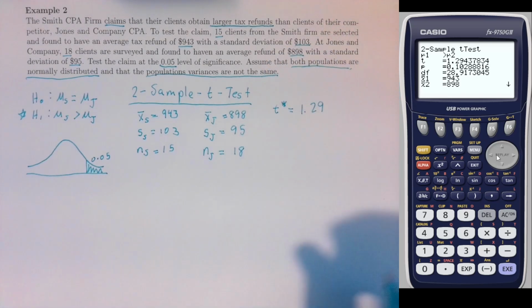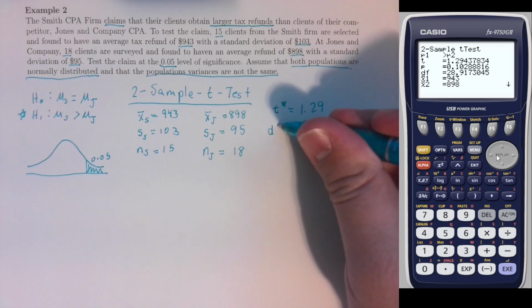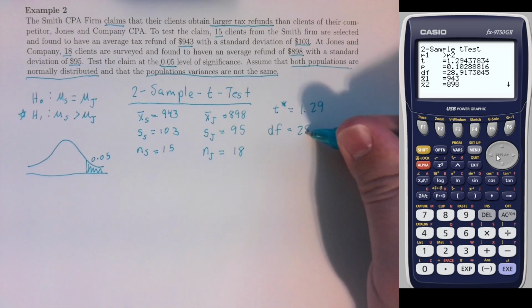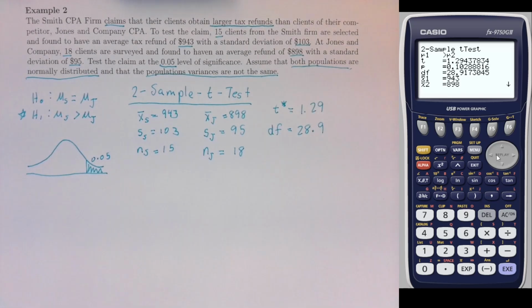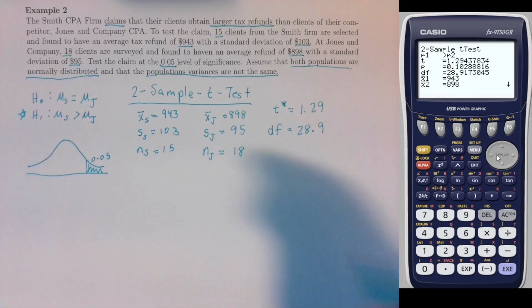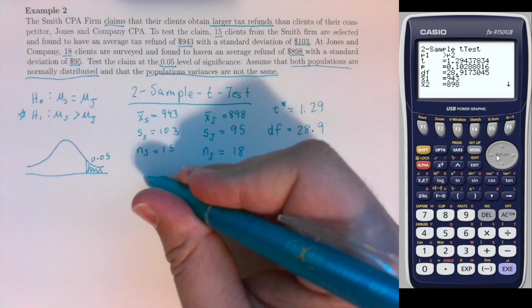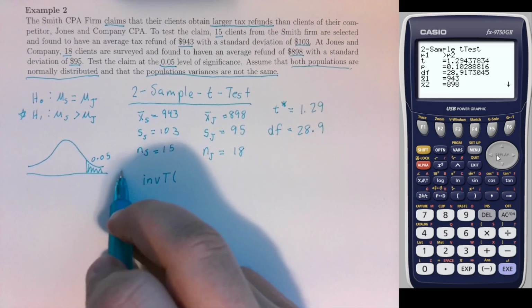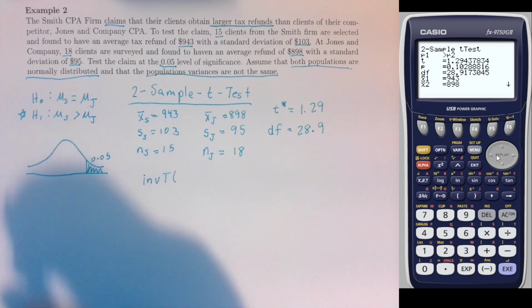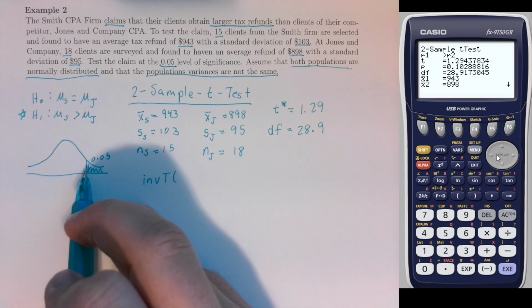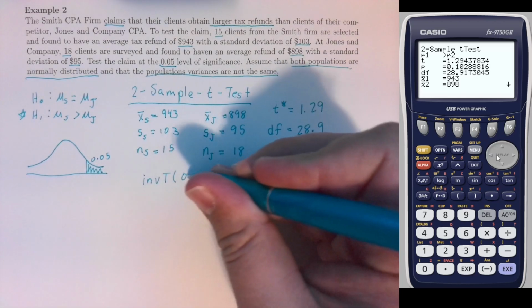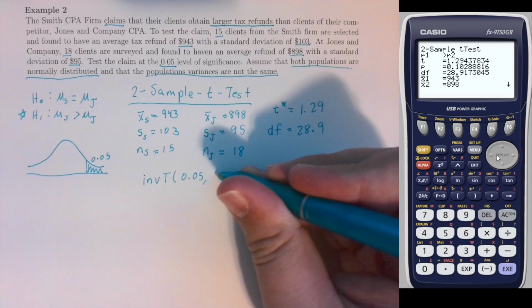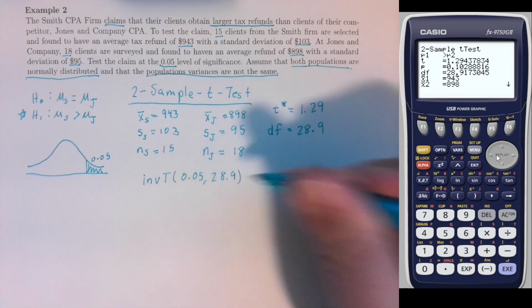And again, for the critical value method, I need the degrees of freedom, which is 28.9. Now to get the critical value, we're going to use inverse T. And we need the area to the right for the Casio or the area to the left for the TI calculators. Well, the area to the right is 0.05, and the degrees of freedom is 28.9.